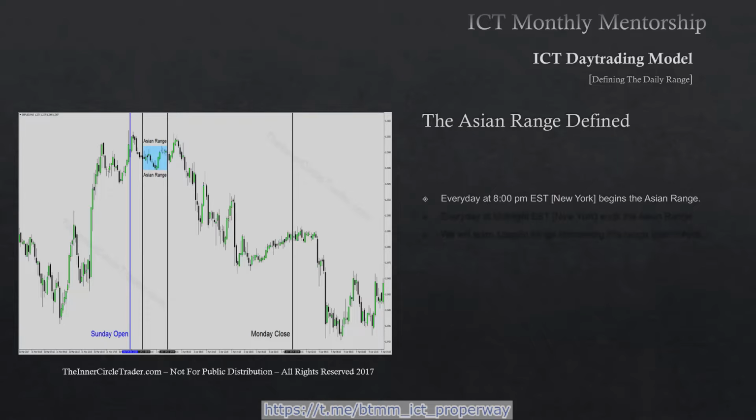Okay, every day at 8 p.m. Eastern Standard Time, New York time, this begins the Asian range. Every day at midnight Eastern Standard Time, New York, ends the Asian range. We will learn specific things concerning this range later in April. For now, I want to give you the beginning and endings of all the specifics that deal with the IPTA trading day.